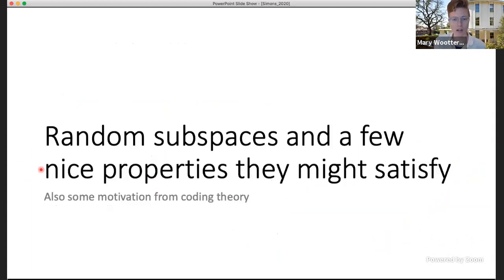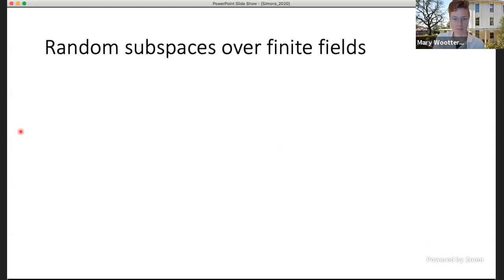Let me get started by telling you about random subspaces and a few nice properties that they might satisfy. So what are the sorts of questions that I'm interested in? First, random subspaces over finite fields. What do I mean by that?